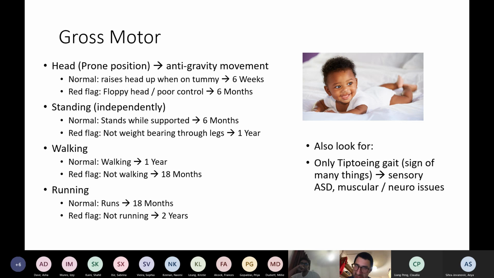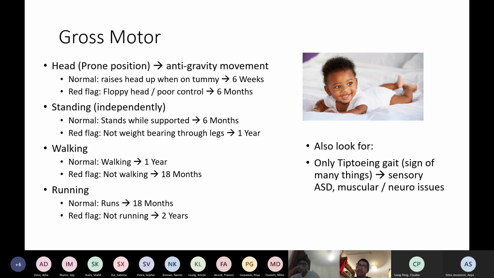So if they have a floppy head, not able to raise it by 6 months, this could be pointing to a muscular disease or neurological disease, which means that they're unable to raise their head. So that gives you an idea. Then standing. Normally, 6 months; a red flag is if you're not able to weight bear from 1 year.